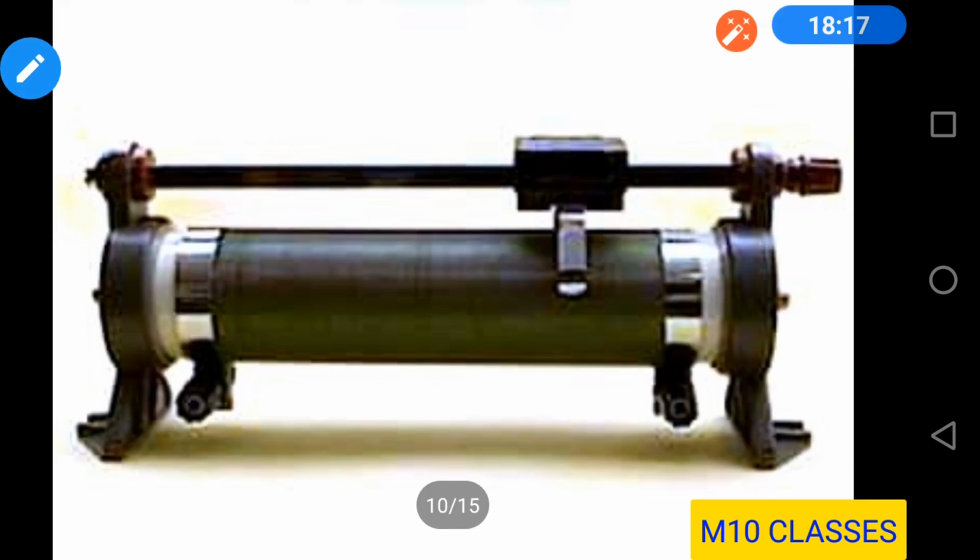Next comes this rheostat, which is used basically in the laboratories. If you have a rheostat in your physics laboratory, you can see that there is a tapping over it. This tapping is movable and it is used to vary the resistance of the rheostat.